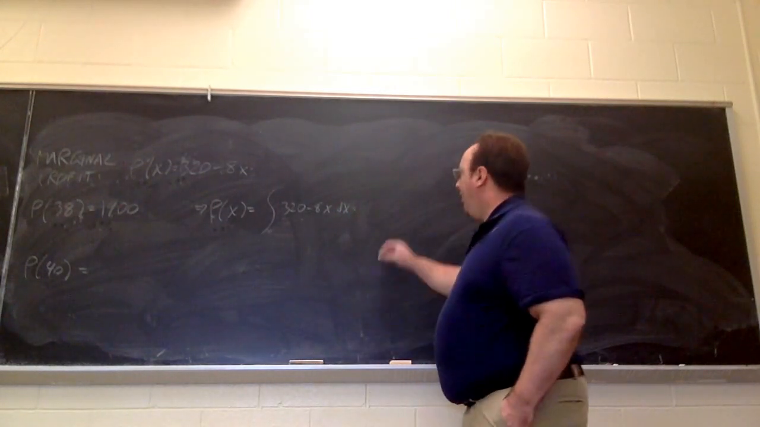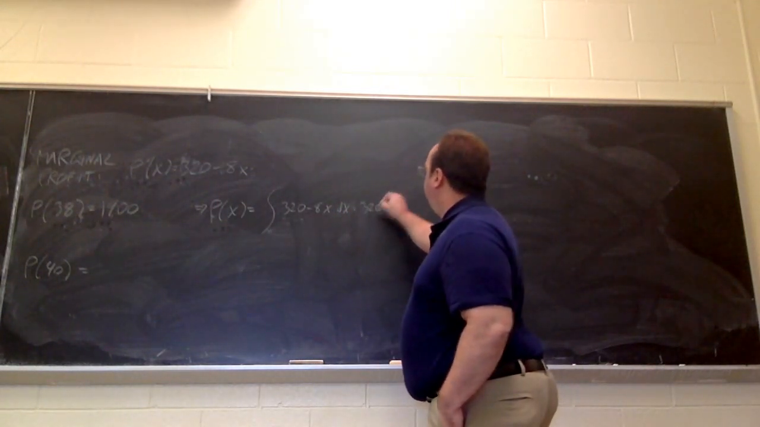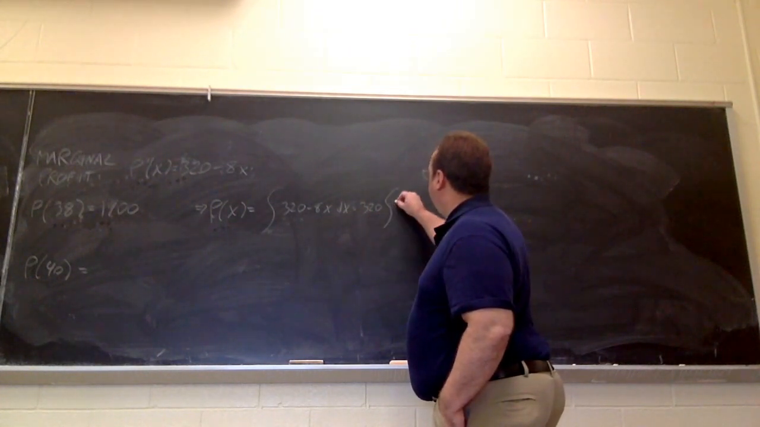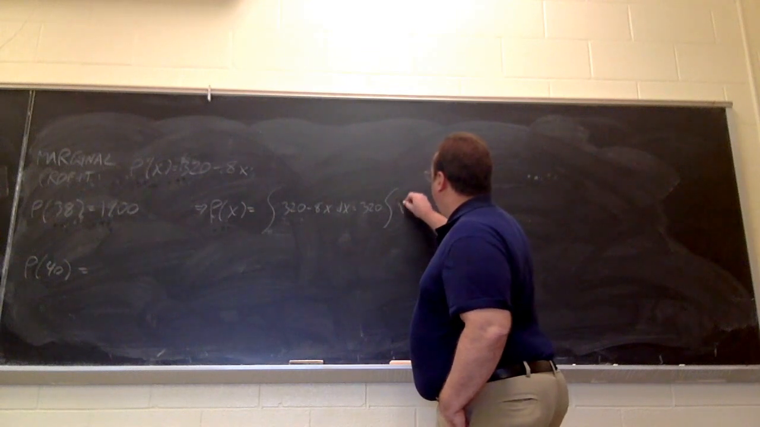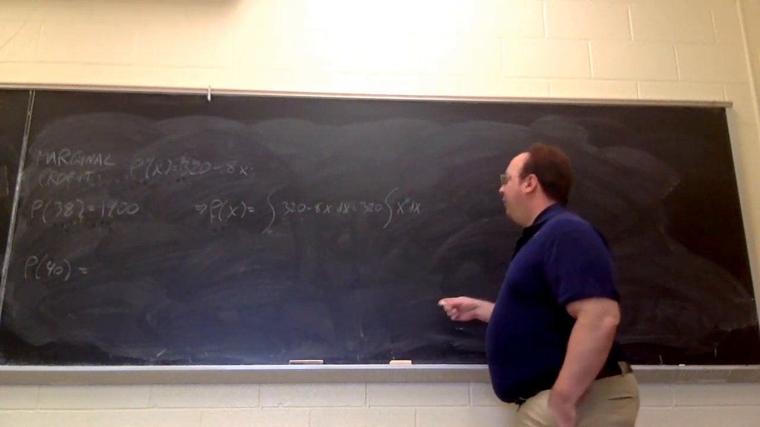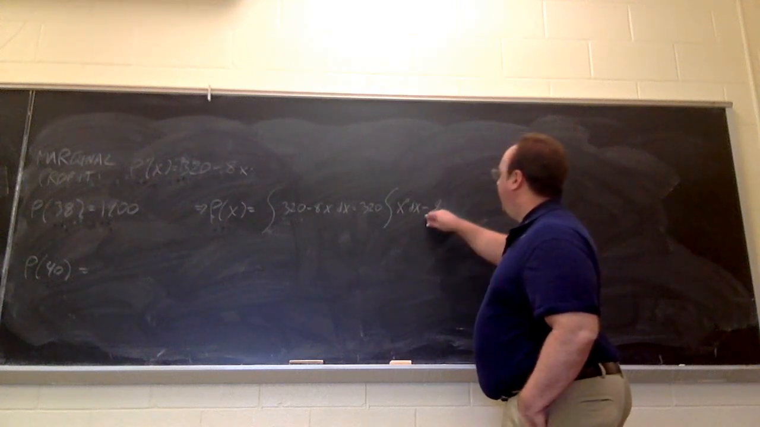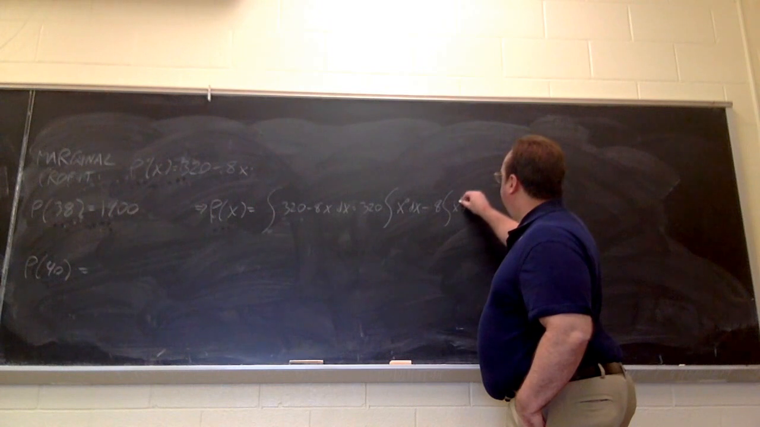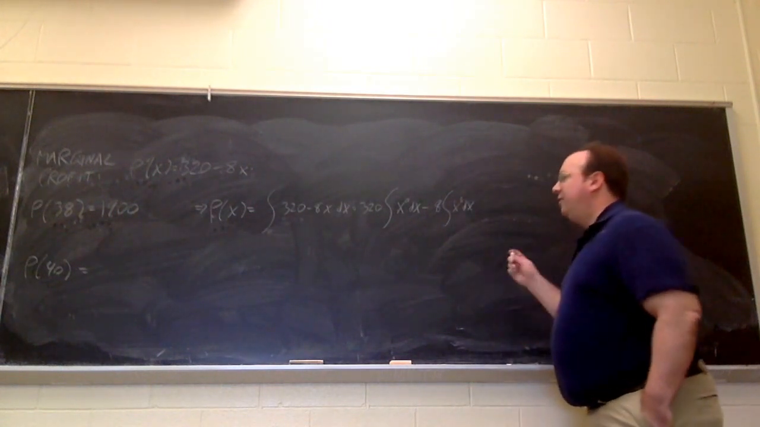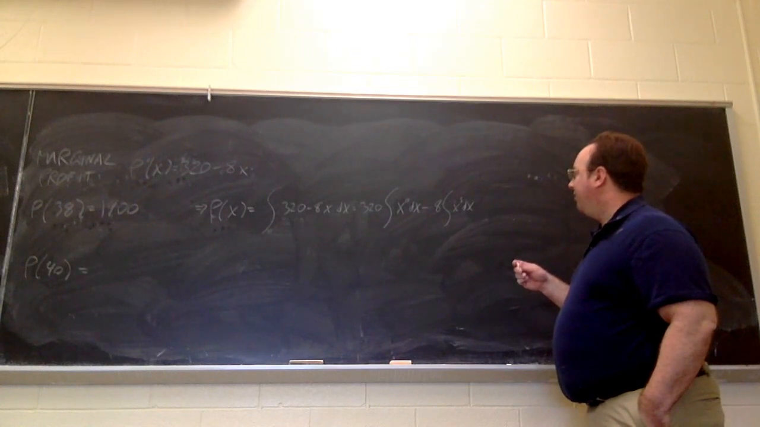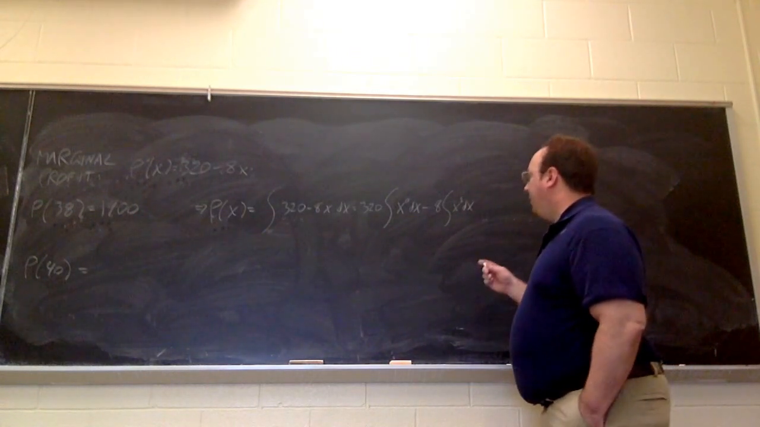Using linearity, as I've used in other problems, that's the same as 320 times the integral of 1 dx. But 1 is the same as x to the 0. So I'm going to write it this way so you can see how I'm about to use the power rule. Then I have minus 8 times the integral of x dx, which is the same as x to the first. You don't have to write it this way. I'm just showing you how these kinds of problems play out and how the power rule applies.